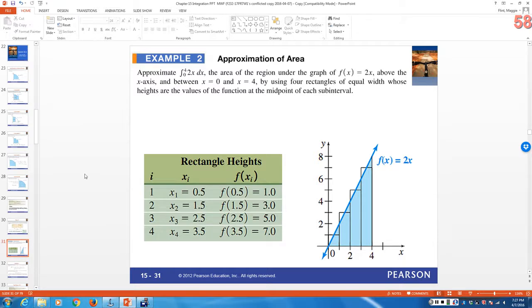The area that we're supposed to get. Why would the width be 1/2? I'm sorry, it's 1. I said 1/2. Thank you. It's 1 because we're using 4 rectangles going from 0 to 4.